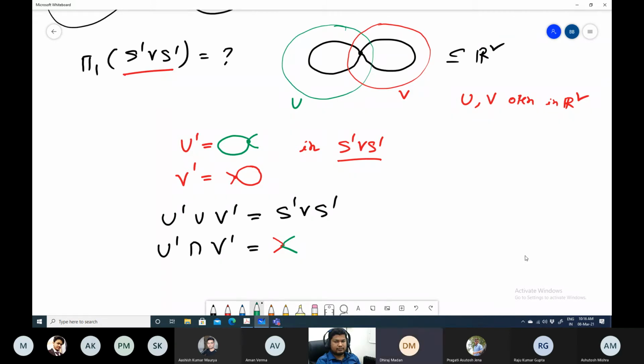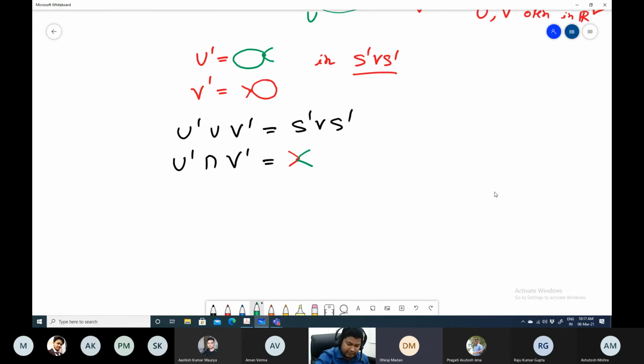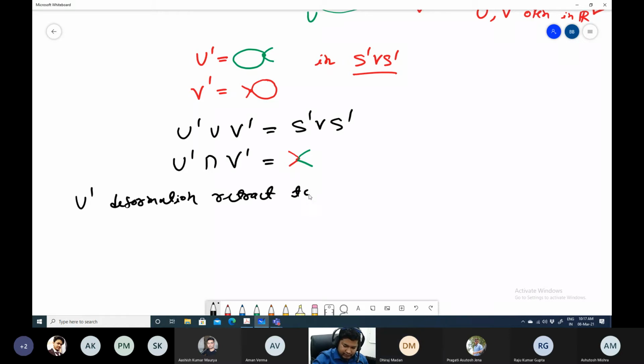Sir, I think U dash will deformation retract to S1. Right, and their intersection? U dash and V dash will deformation retract to S1, and the intersection, I think we can retract it to that intersection point. So that is the fundamental group of U dash, equal to Z, and we can write it is generated by alpha. Okay.